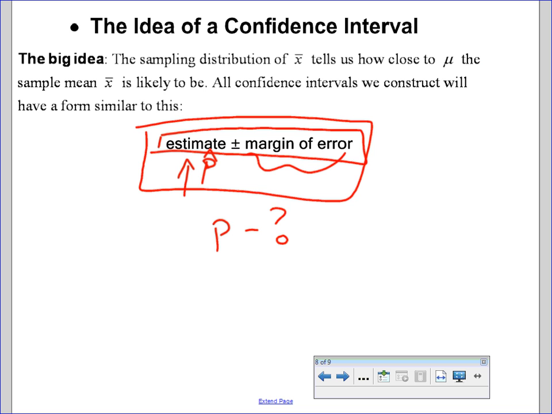And it's a little bit more complicated than that. We're going to talk about the complications of that in class, but this is going to be the key idea: creating an interval that we are confident captures the true parameter of the population.